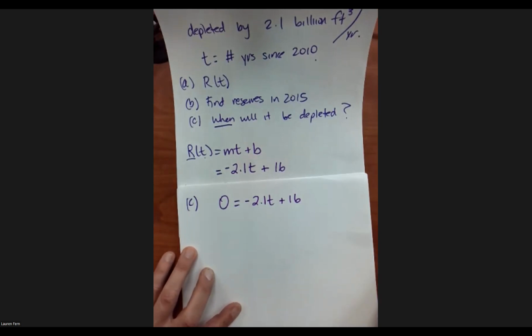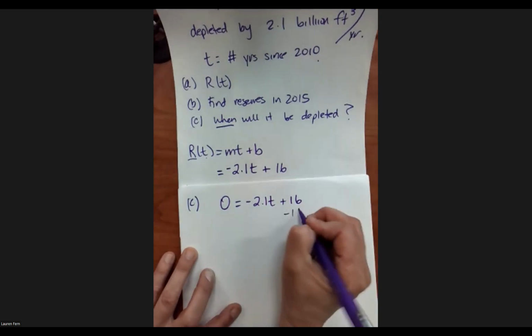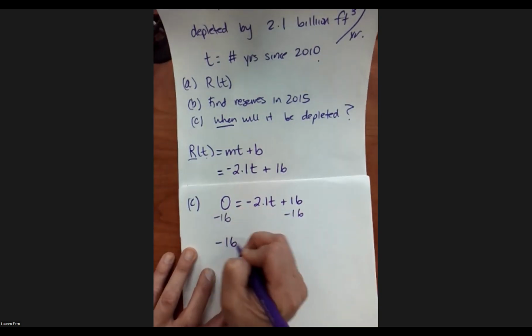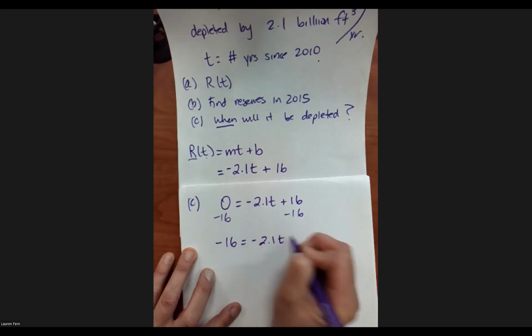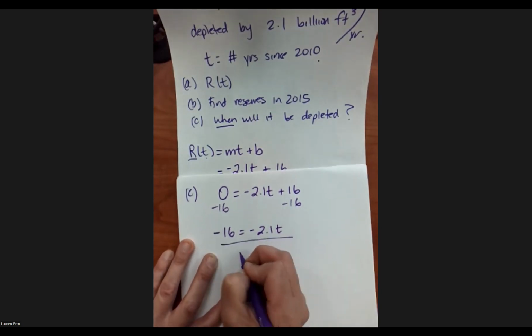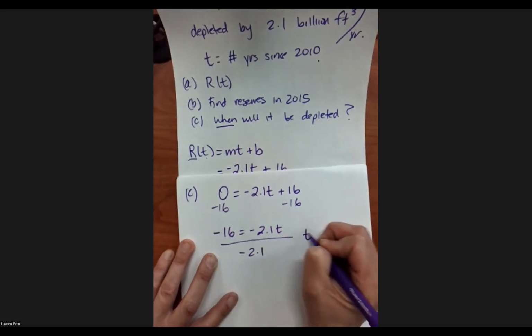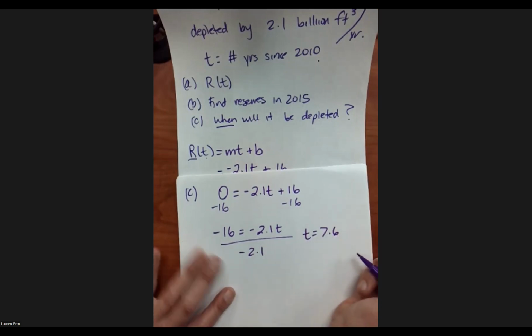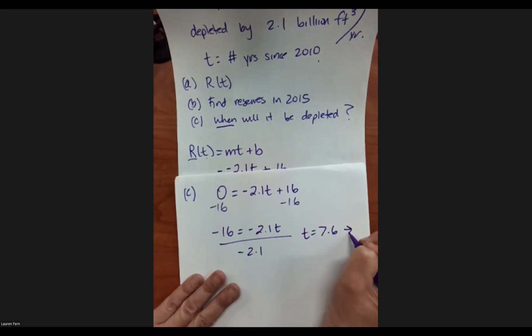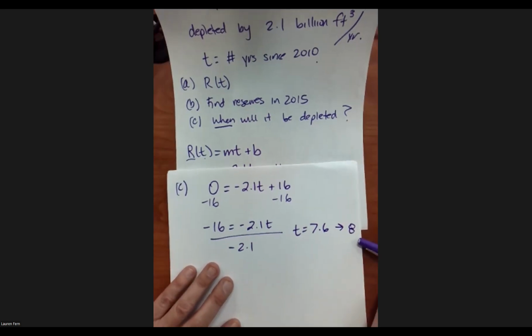What would we do first? Okay, we could subtract 16 and divide by negative 2.1. So we're going to get T to be about 7.6. I'm just going to round up to 8. Is my answer 8? Or no, it's going to be 2018.